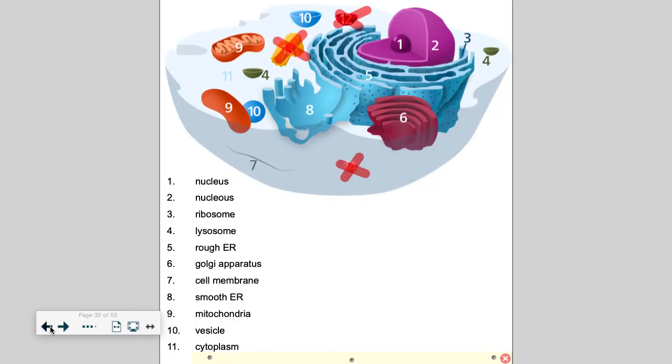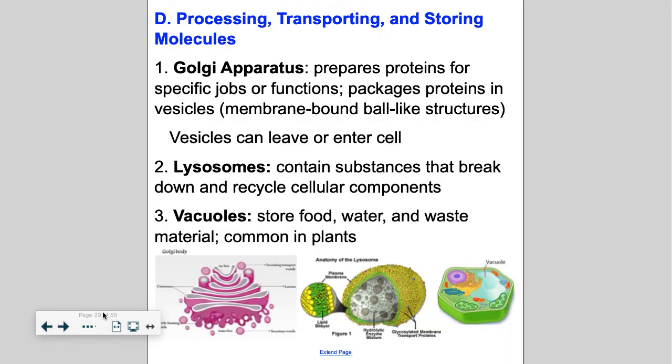Okay, so I know I went through that super, super fast, but that's the gist of the organelles that you're going to need to know for this chapter.